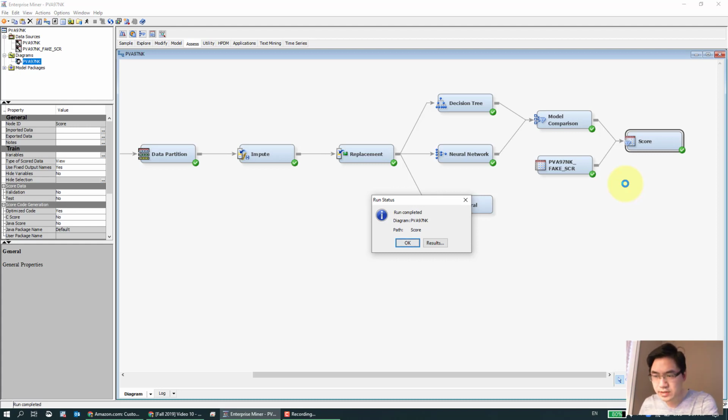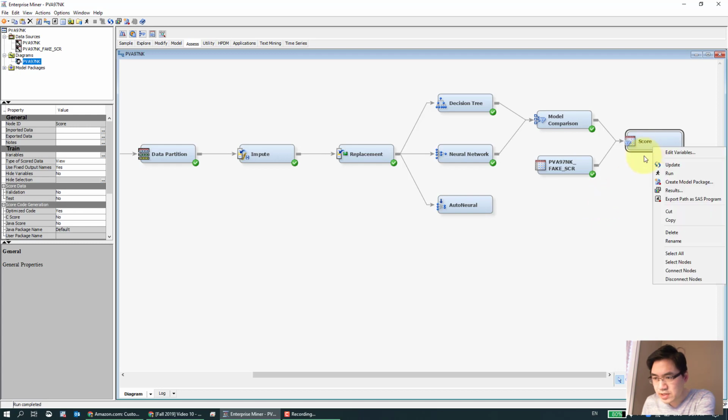Oh, great. So the score process actually finished successfully. That means the score data, even though it's a fake score data set, the specifications of the variables are correct and the same as the training set. Now let's take a quick look at the results here.